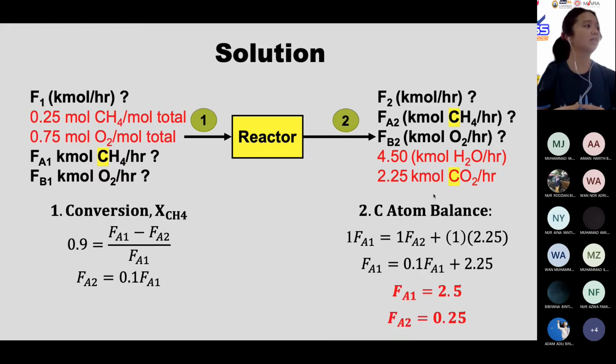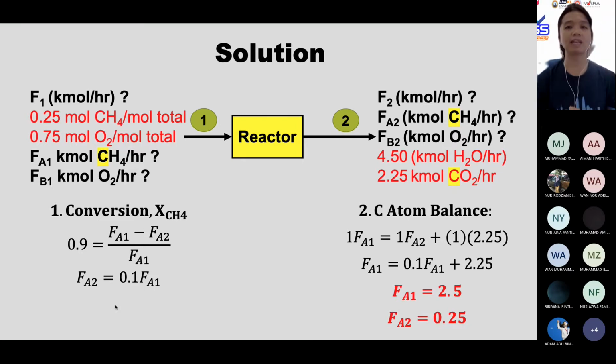Okay, so as I always tell you what to do, selalunya yang kita buat ialah kita akan start dulu dengan conversion. So information conversion tu kita akan gunakan dahulu. Okay, so information conversion says 90% methane converted. So 0.9 equals to methane yang masuk adalah FA1 tolak methane yang keluar FA2 divided again by methane yang masuk FA1. So now when we rearrange, kita dah ada satu perkaitan antara FA2 dengan FA1 di mana FA2 methane yang keluar sama dengan 0.1 methane yang masuk, 0.1 FA1.